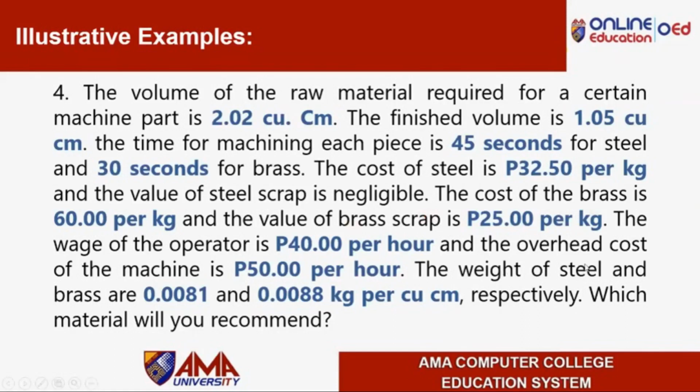Again, the wage of the operator is 40 pesos per hour, and the overhead cost of the machine is 50 pesos per hour. The weight of the steel and brass are 0.081 and 0.088 kilogram per cubic centimeter respectively. So it means that the steel is 0.0081 and the brass is 0.088 kilogram per cubic centimeter. Which material would you recommend?